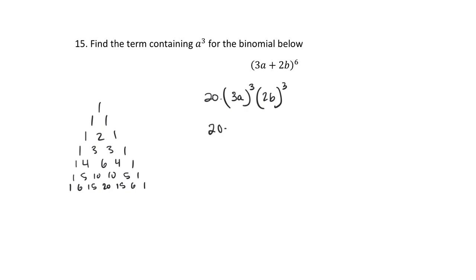So this is 20. And then 3a to the third power is 27a cubed. And 2b to the third power is 8b cubed. And now we need to multiply 20 times 27 times 8. And that is 4,320 a to the third, b to the third.